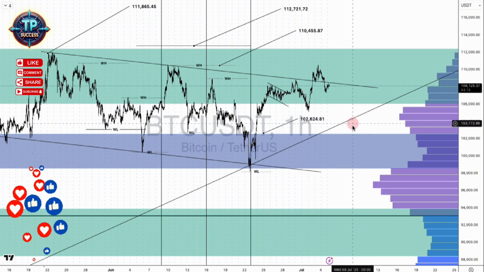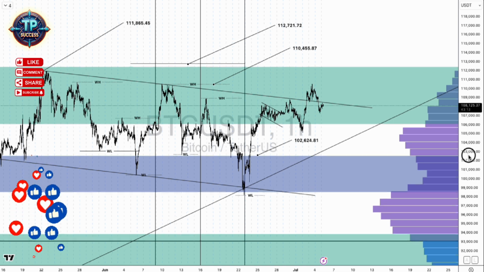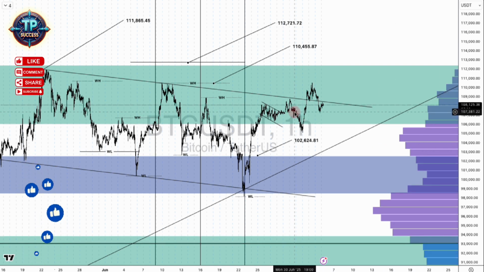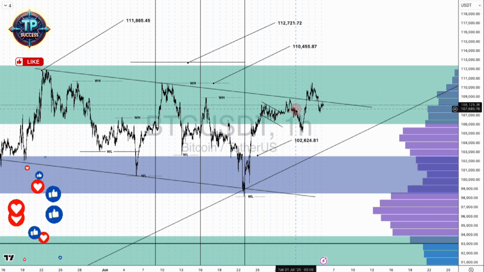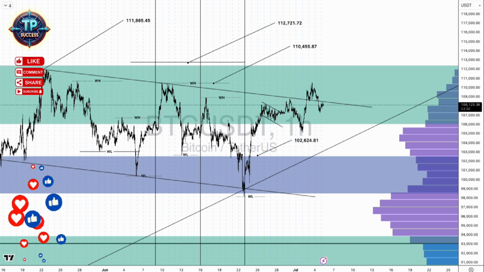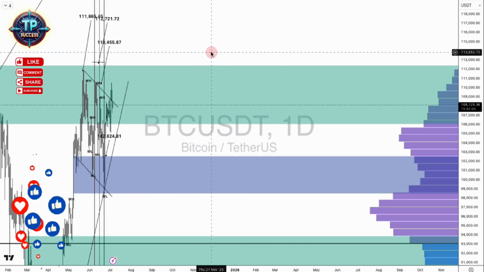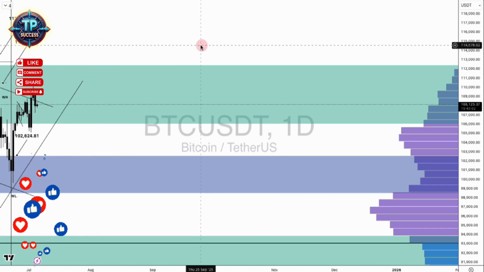Now, because this is obviously a swing trading channel, we need to be looking at the higher time frame to really get a good sense as to the direction of where the market is going. So for that, we're just going to jump into the daily real quick and see what we can find on the day.